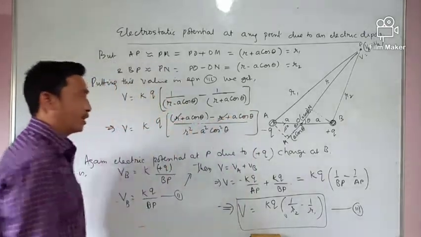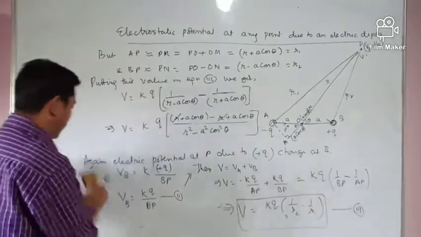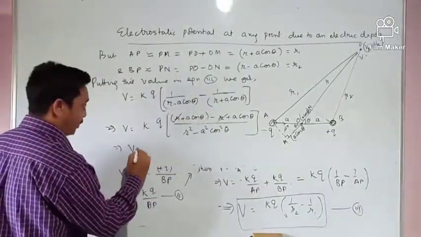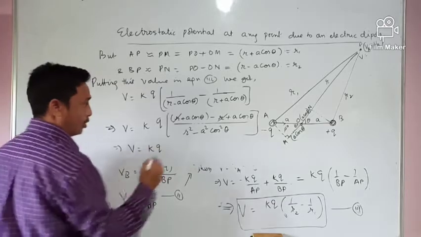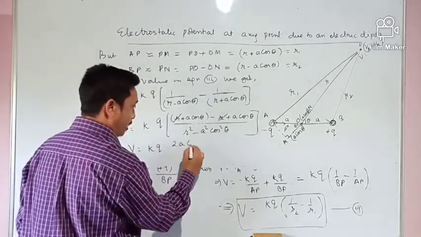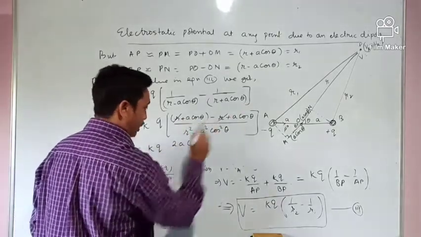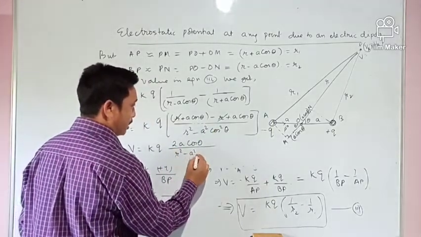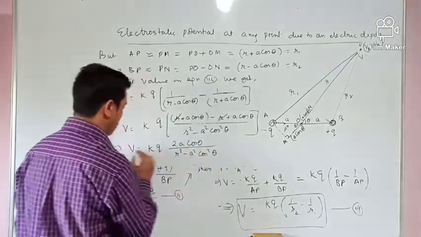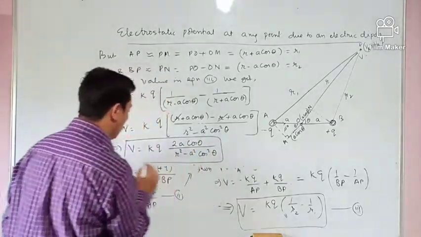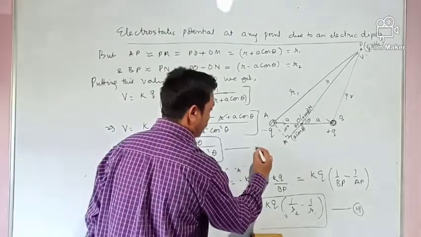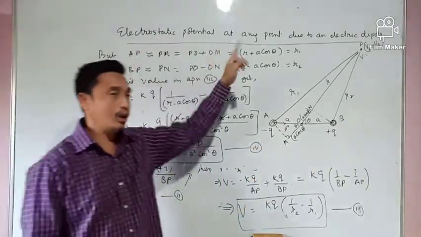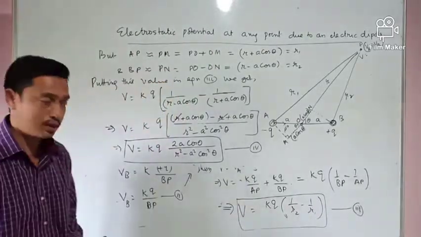Now these two can be cancelled, then finally what do we get? Finally we get the value of V as K Q into 2A cos theta divided by R square minus A square cos square theta. So this is one more equation for finding the value of electrostatic potential at any point at a distance r from the center.